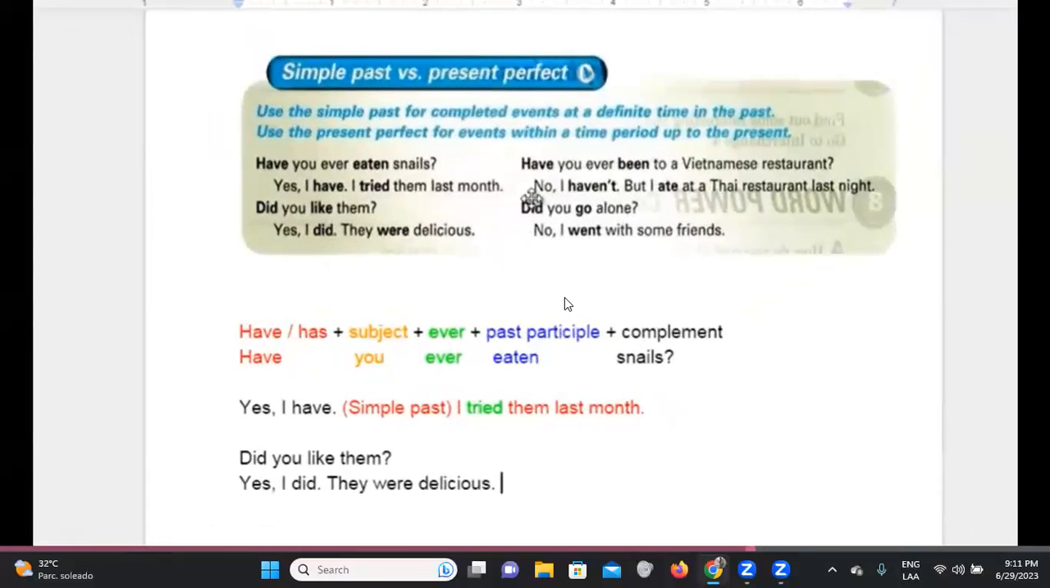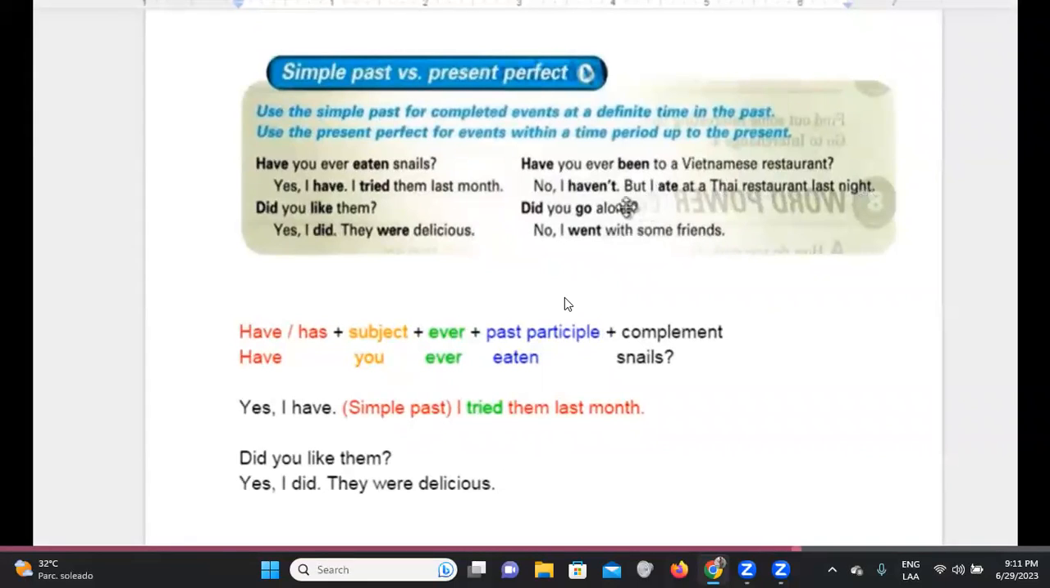And we can see the same example towards the right side of this chart. Have you ever been to a Vietnamese restaurant? Well, the answer to that question is no, I haven't. But I ate at a Thai restaurant last night. The next question that is asked here has to do with this answer. I ate at a Thai restaurant last night. Oh, did you go alone? This question refers to the person going to that Thai restaurant last night. And he answers, no, I went with some friends.